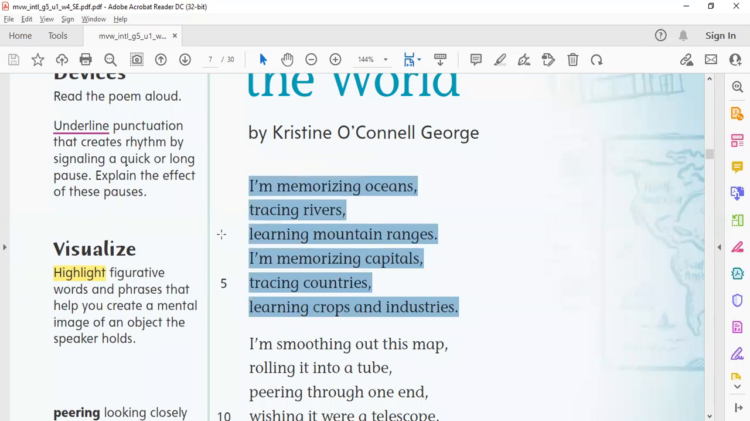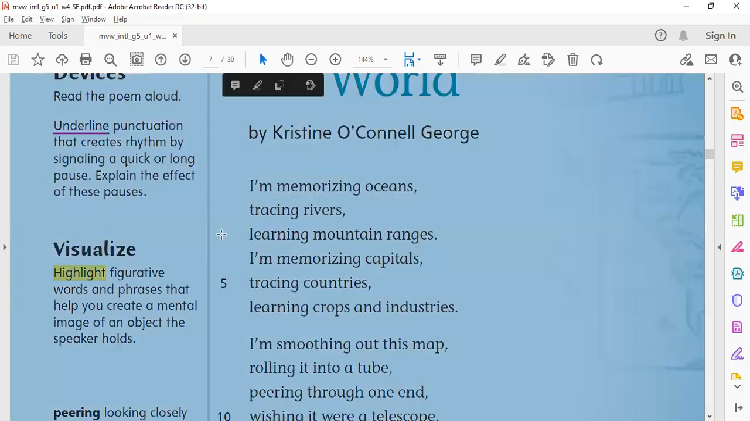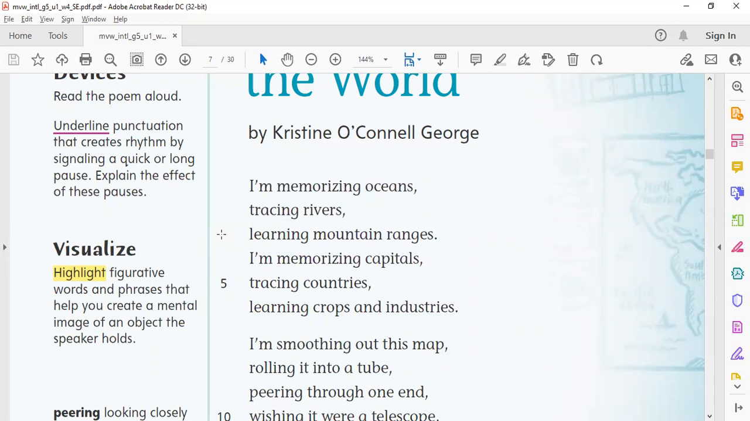Yes, in learning and tracing, they end with G, and all of it with the S. Very good. Why is the repeating in the first stanza important? All the words in the first stanza end in S. Yes, very good.